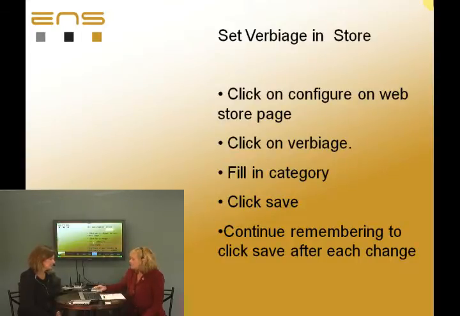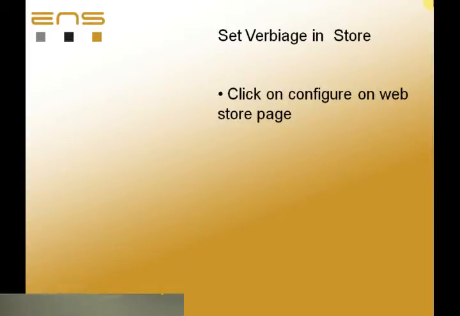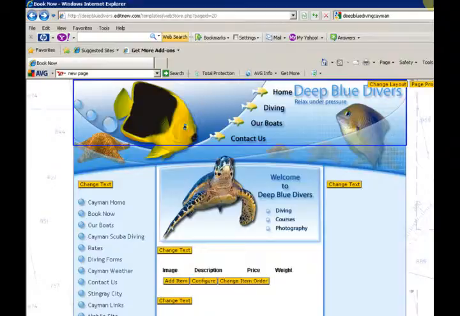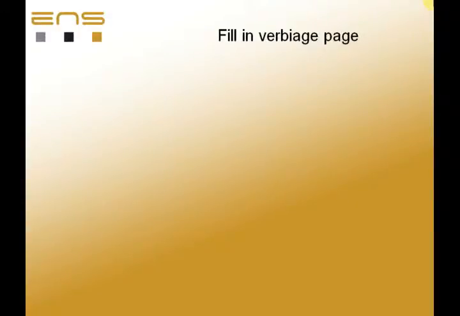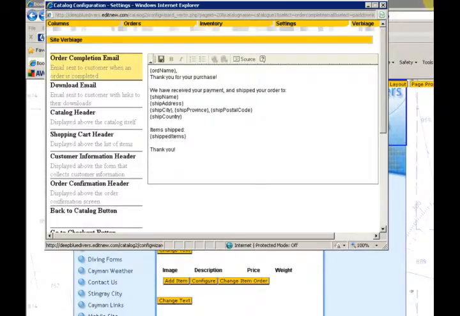For the first thing, they're going to click on Configure in the store. There's a button down there that says Configure Now. They're going to click on that and configure the store. So now it's filling in the verbiage page itself. This is the verbiage page, and there are all these different categories in here for the verbiage.